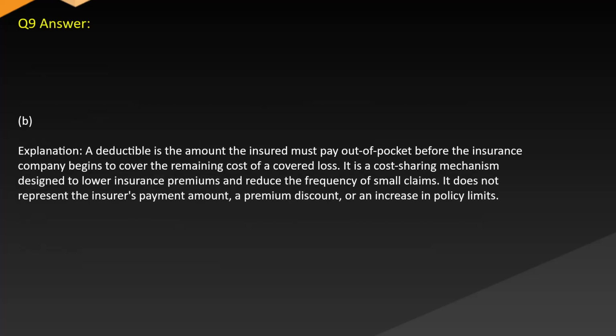Answer: B. Explanation. A deductible is the amount the insured must pay out of pocket before the insurance company begins to cover the remaining cost of a covered loss. It is a cost-sharing mechanism designed to lower insurance premiums and reduce the frequency of small claims. It does not represent the insurer's payment amount, a premium discount, or an increase in policy limits.